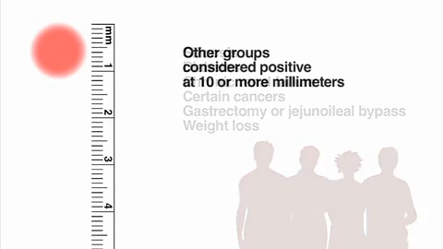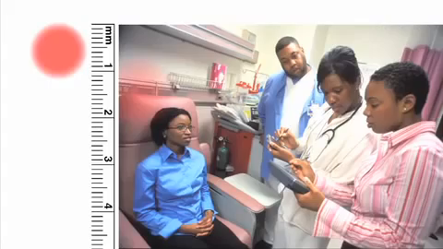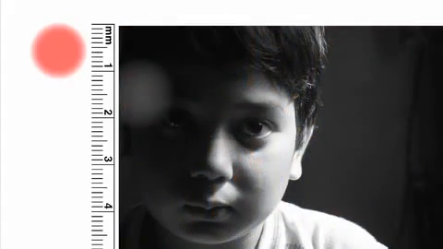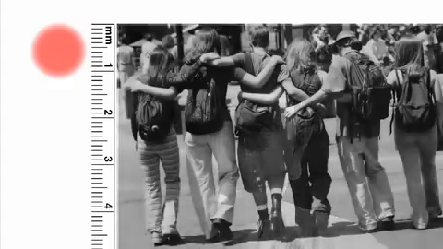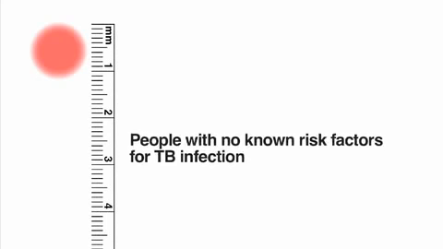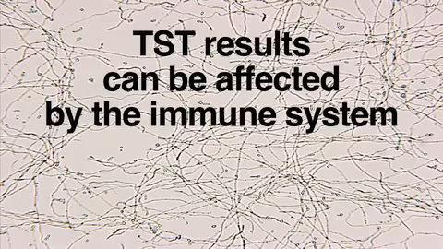Other groups considered positive at 10 or more millimeters are residents or employees of high-risk settings such as correctional facilities, hospitals, and other healthcare facilities, and homeless shelters. All children younger than 4 and children and adolescents exposed to high-risk adults, such as immigrants from TB-endemic countries, are also considered positive at 10 millimeters or more. Otherwise, people with no known risk factors for TB infection are considered positive if the induration is 15 or more millimeters. TST results can be affected by the immune system.